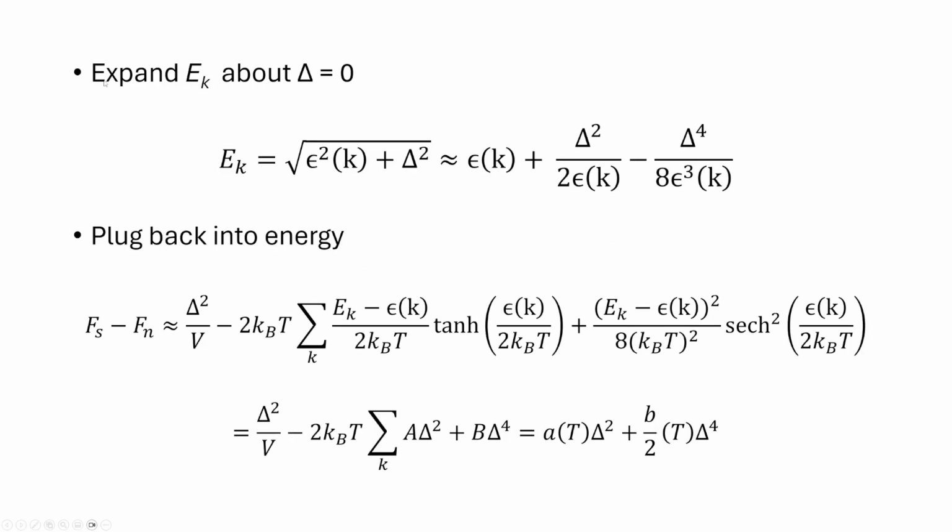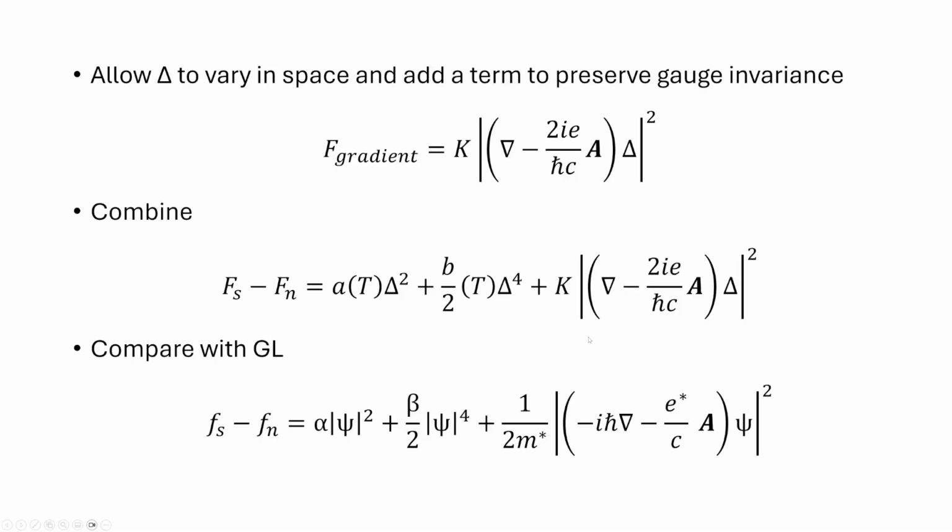So we can expand this energy about delta, because delta we're taking as small, so we can expand it about 0, make this approximation, plug it back into the energy. Anyway, you get this expansion here. Now, if we pair terms together, you end up with a as a function of T times delta squared plus b as a function of T over 2. Really a bunch of weird errors in this. Anyway, so you have this a delta squared, b delta to the 4th.